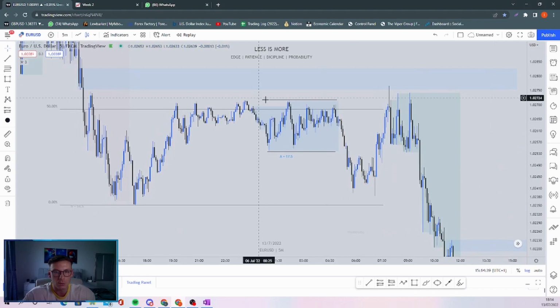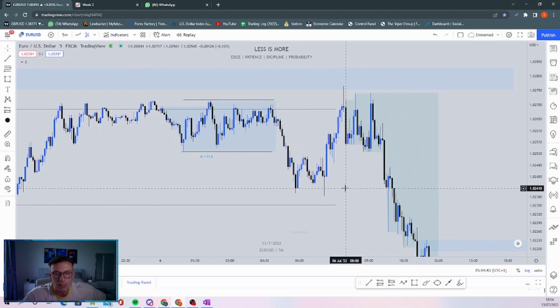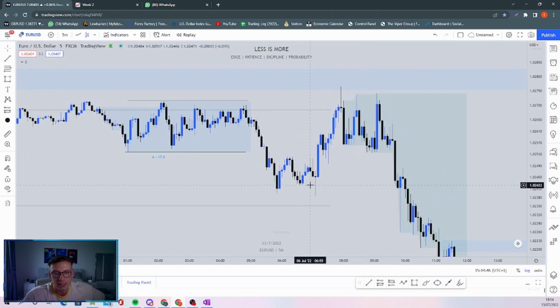Cool. So we're in our Asia range. We get to 7 a.m., which is here. Let me zoom in a bit more. So this is 7 a.m. As we get into 7 a.m., we have that push down, and then that big rally up.